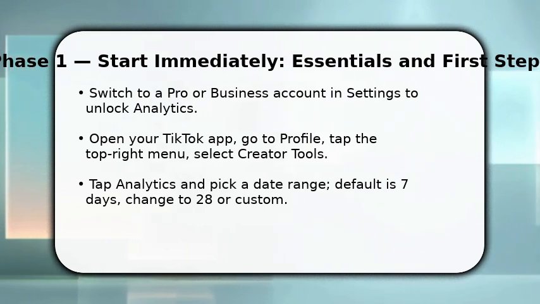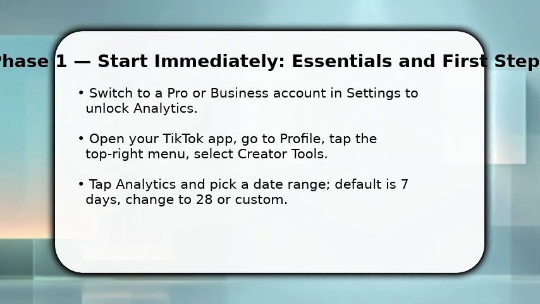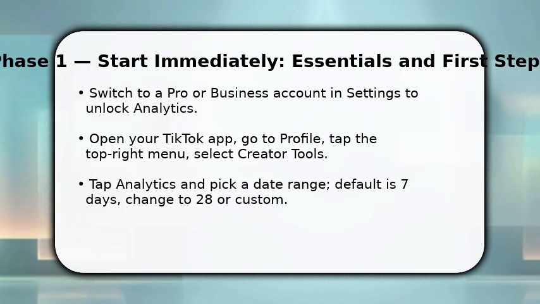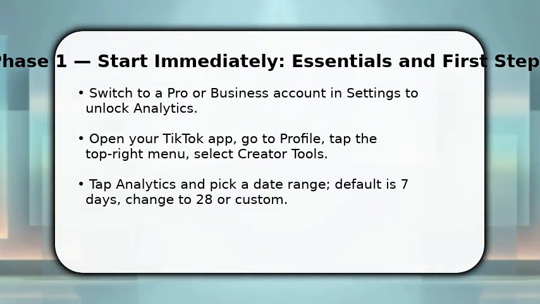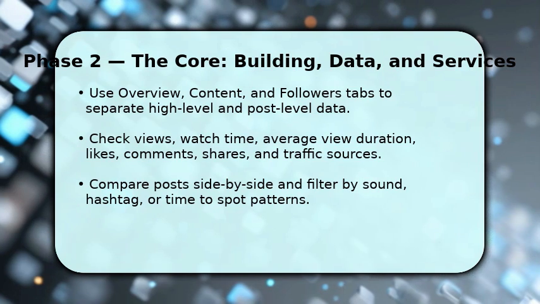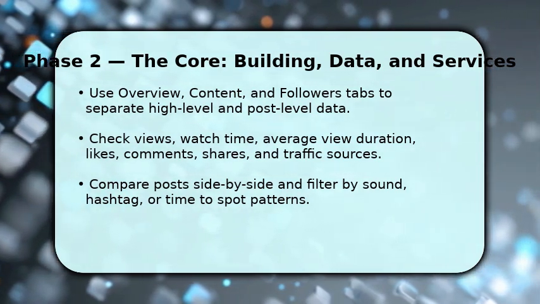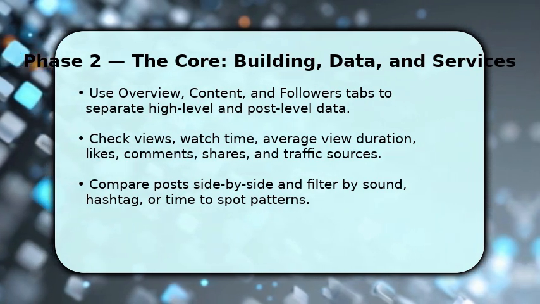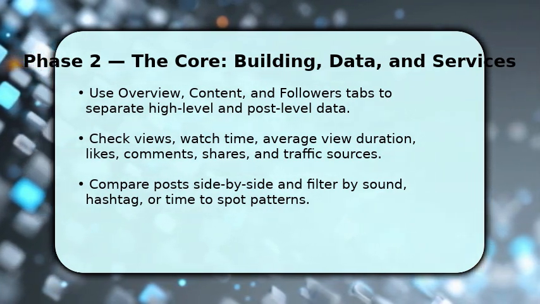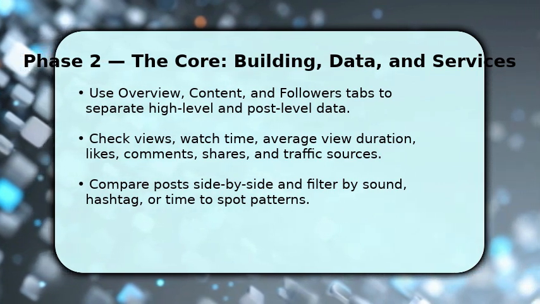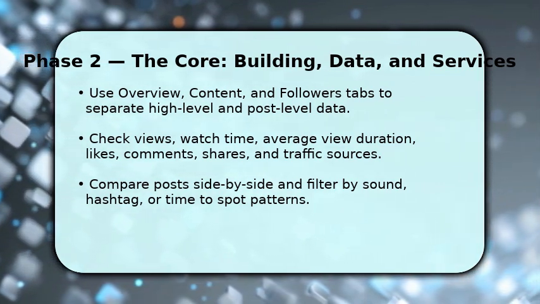This is the gateway. Make sure to set a date range. Default is 7 days, but change to 28 or a custom range to get meaningful trends and avoid misleading short-term spikes. You now dive into the 3 main tabs: Overview for Trends, Content for Individual Post Performance, and Followers for Audience Growth. In Content, open a video to read watch time, average view duration, and traffic sources. These explain how viewers found and stayed.